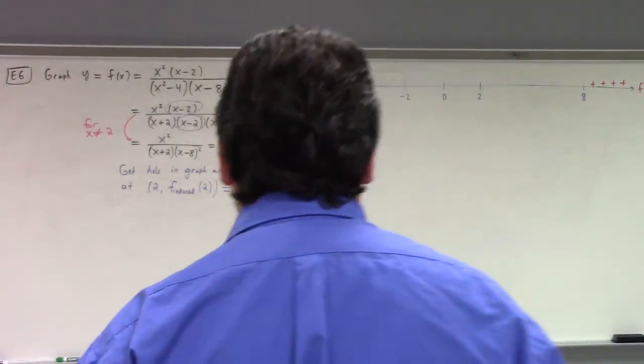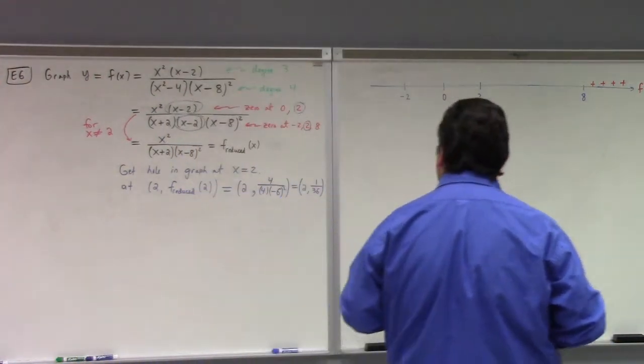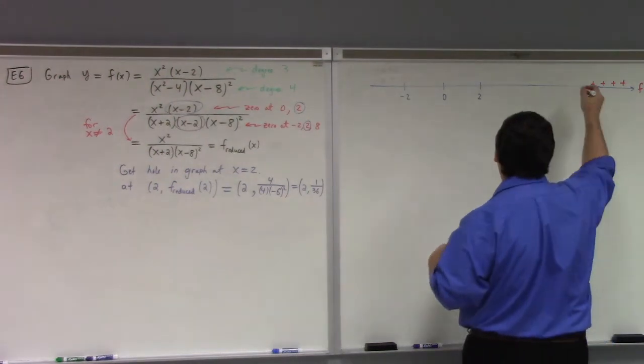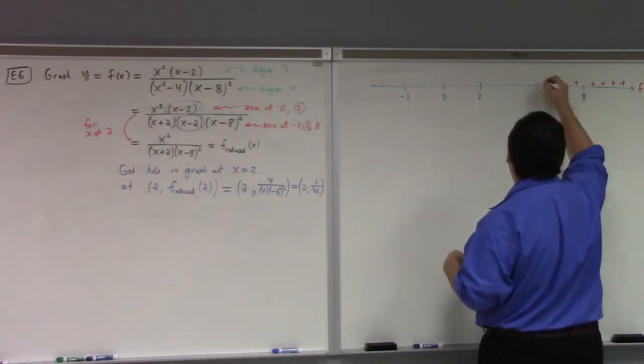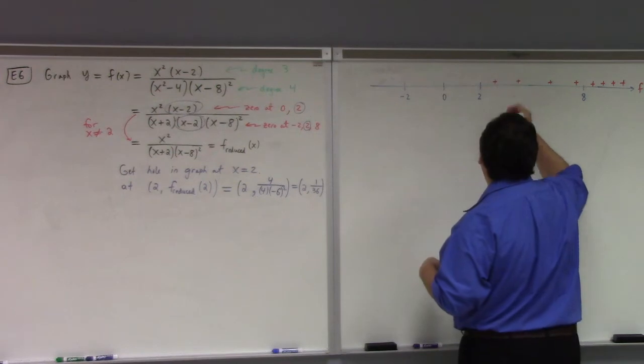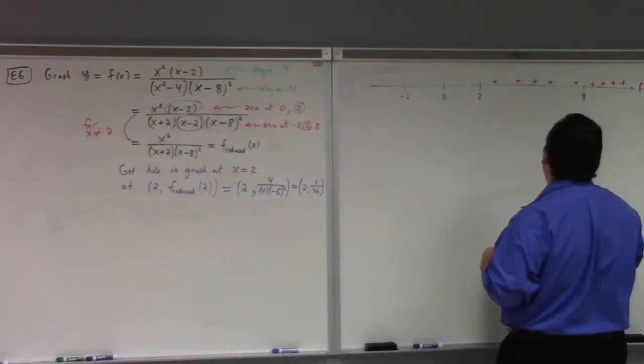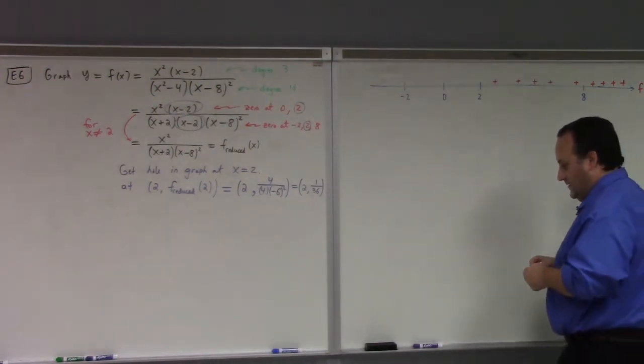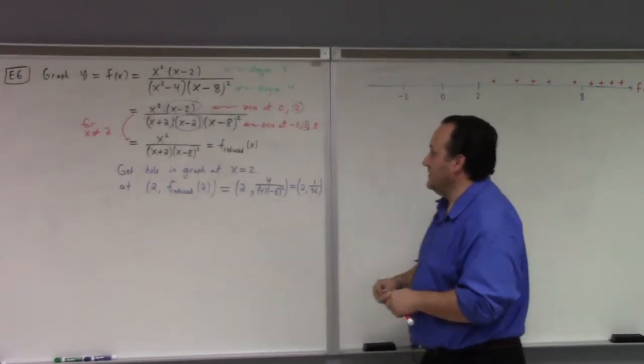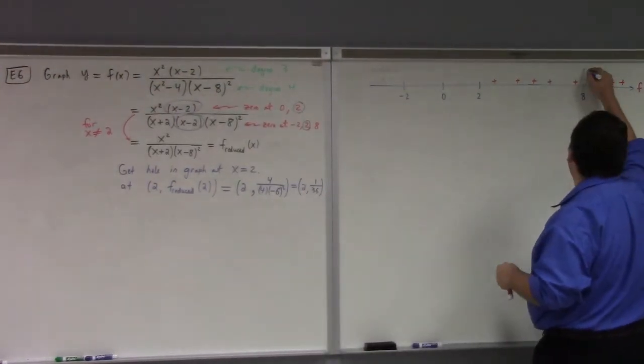We bounce, right? So the sign stays plus. All right, write as many pluses there as you want, but the sign does not flip at 8 because we've got that x minus 8 squared.